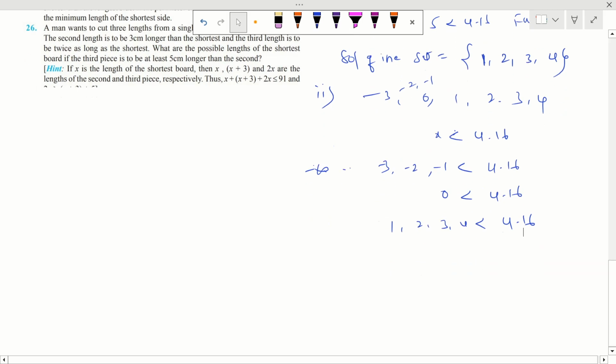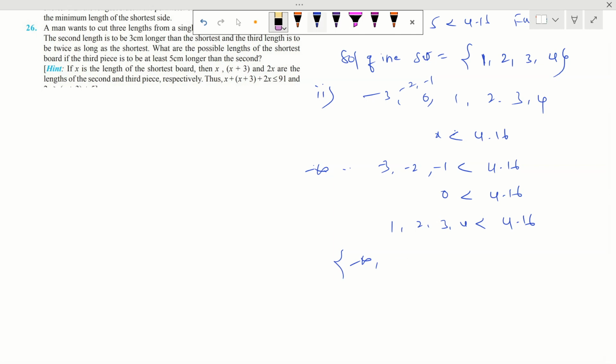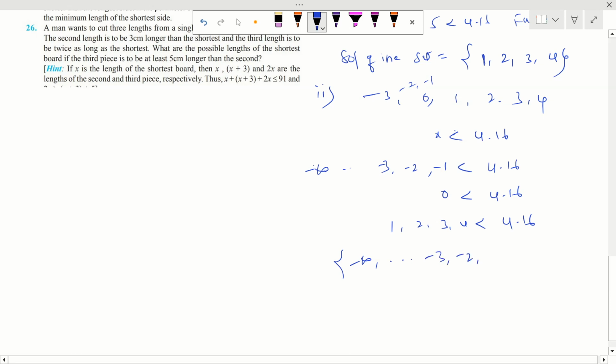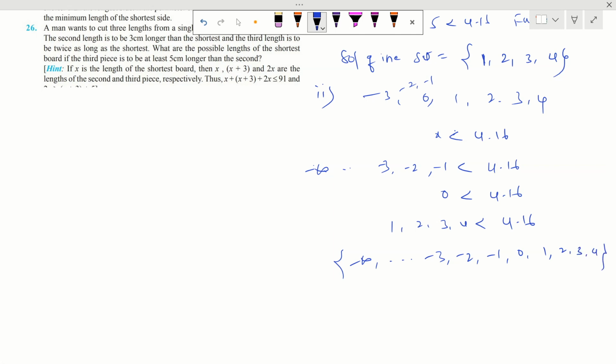Therefore we can write here the solution set is minus infinity, and it goes on continuing -3, -2, -1, and 0, 1, 2, 3, 4 is the solution of the inequality set for the second case, right?